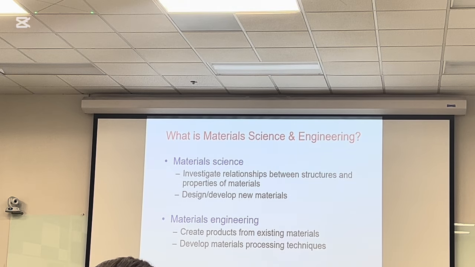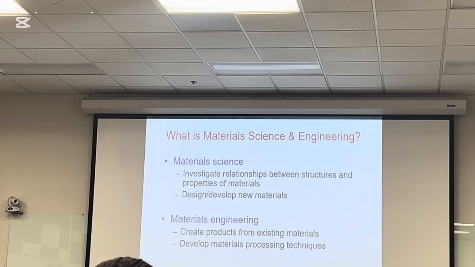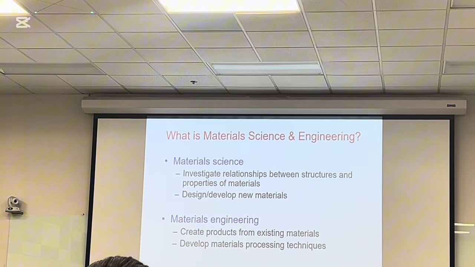So, just like he mentioned earlier, material science is the investigation of relationships between structures and properties of materials, and you use what you know about the material to help you build new materials. And materials engineering is creating products from existing materials, and you have to process those materials using certain processing techniques so you get the most out of it.